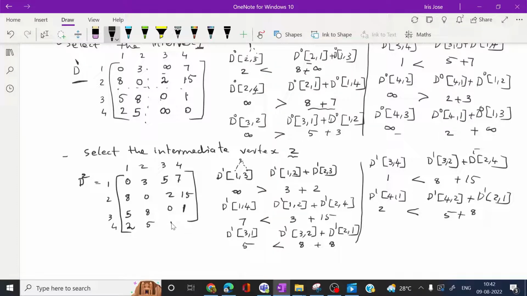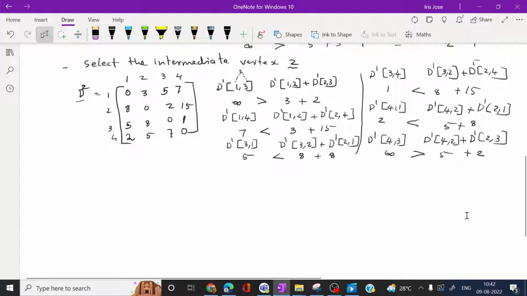Then next is D43. D43 is compared with D42 plus D23. So here D43 the value is infinity, D42 is 5 and D23 is 2. So 7 is lesser than infinity, so here we will keep the value 7. Again this is a diagonal element, so we will keep the value 0. So the D2 matrix is completed.